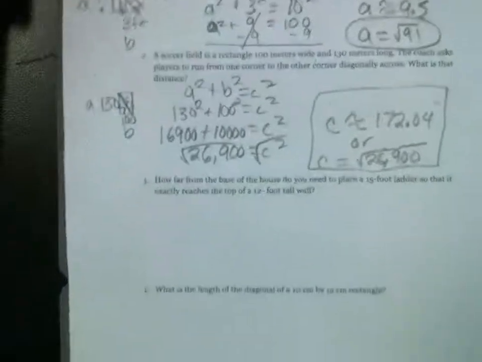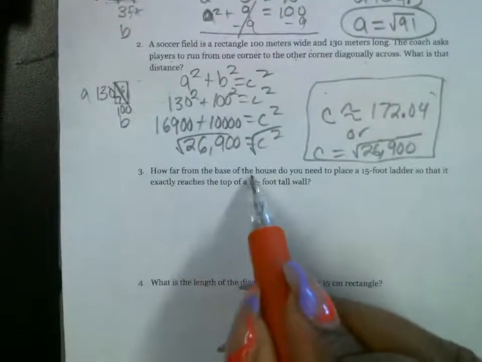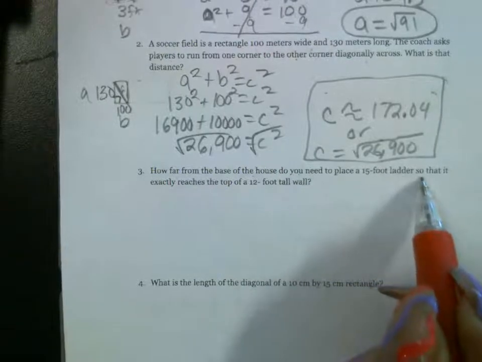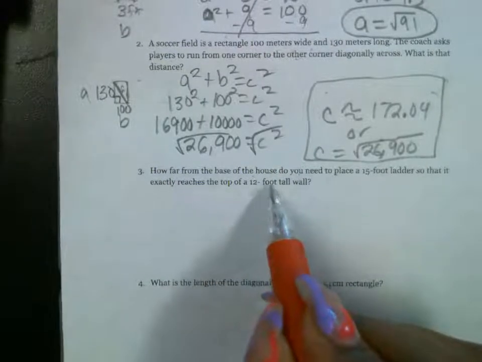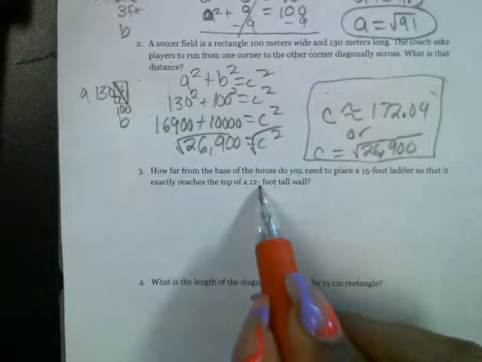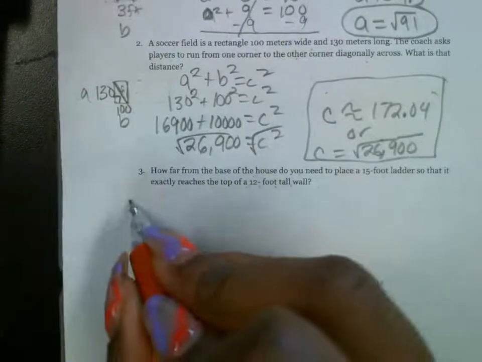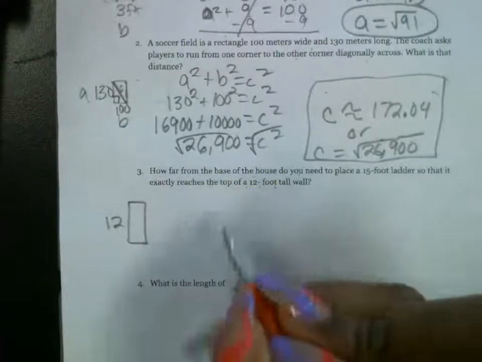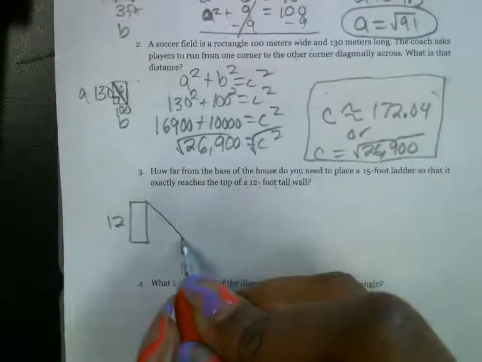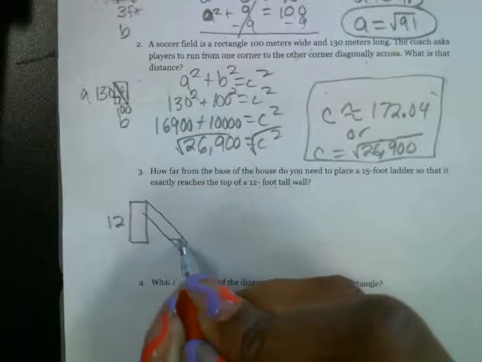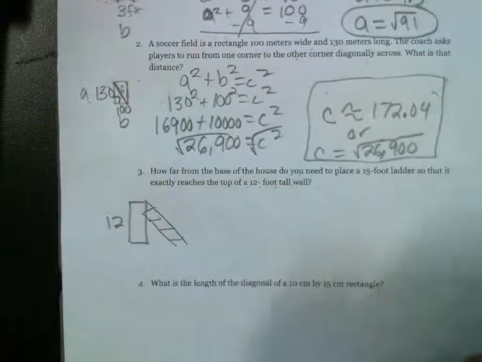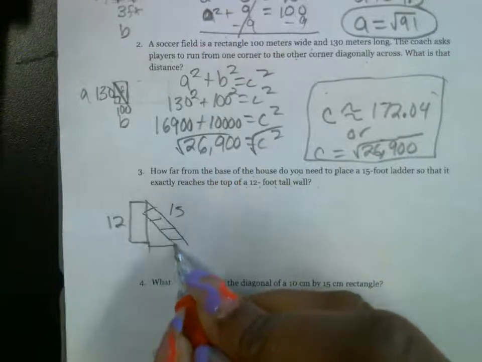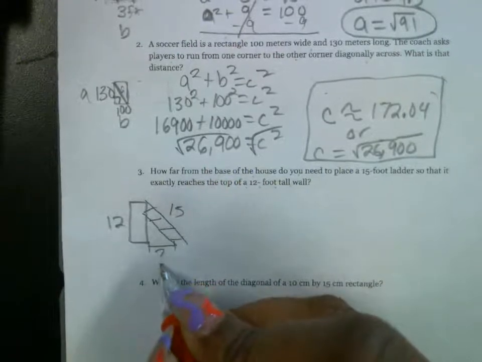All right. Number 3. How far from the base of the house do you need to place a 15-foot ladder so that it exactly reaches the top of a 12-foot tall wall? So this is the 12-foot tall wall. This is 12. And the ladder, I'm drawing a little bit bigger than I did the last time. It's saying that the ladder is 15. So what is this distance? How far does it have to be away from the wall? Okay.